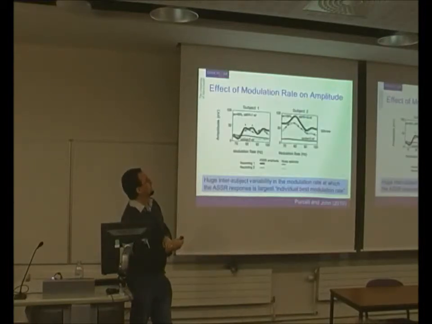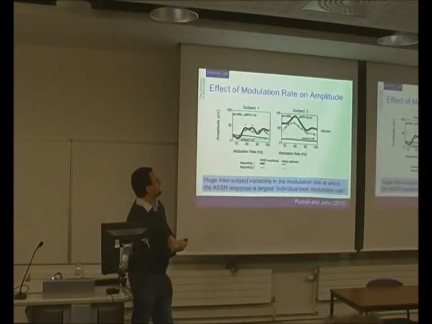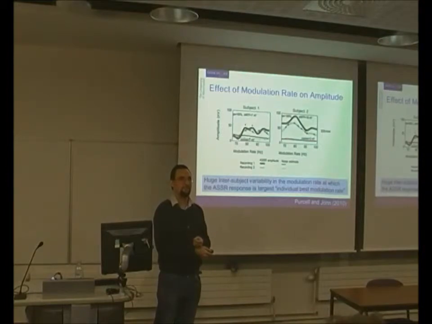And so this is what I presented last time. This is just to mention the effect of modulation rate. These are some of the other factors that can affect the amplitude. In the literature there's mention that each individual subject might have an optimum modulation rate that happens to produce the highest amplitude for that particular subject.